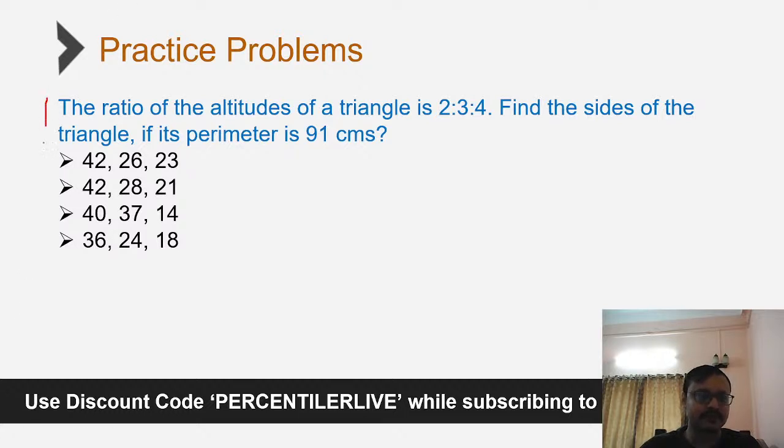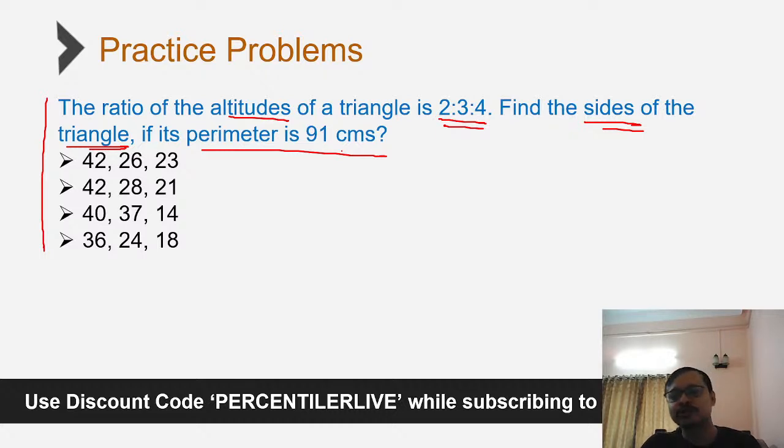The next one. This is talking about the altitudes of the triangles. The ratio of the altitudes of the triangle is 2:3:4. What you need to do is find the sides of the triangle if the perimeter is 91 centimeters. The perimeter is given, the ratio of the altitudes is given. What you need to do is identify which of these can be the valid sides of this triangle.